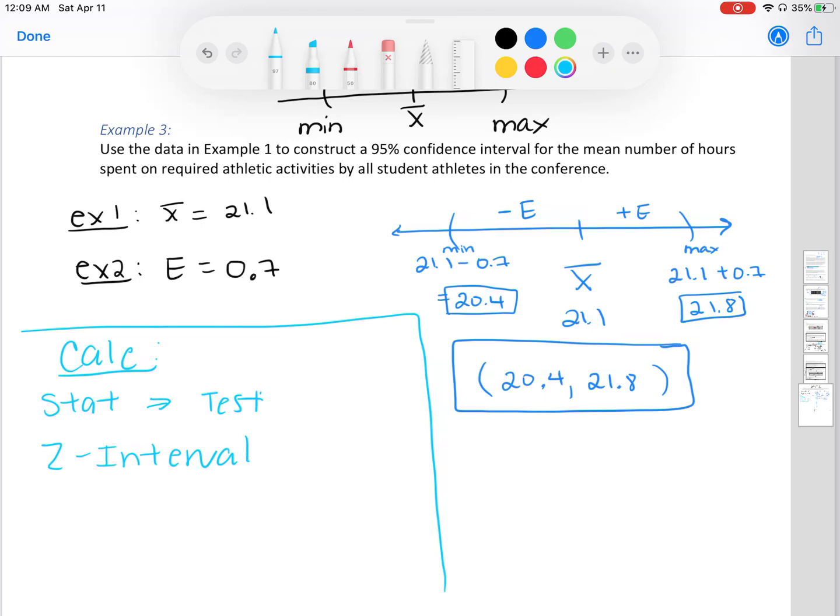You're going to enter your x bar, your confidence interval, in this order. It will lay it out for you. So you have to enter your standard deviation, your x bar, your sample size, and your confidence level. You have to make sure that it's in decimal form, so 0.95. Otherwise, it might give you an error.